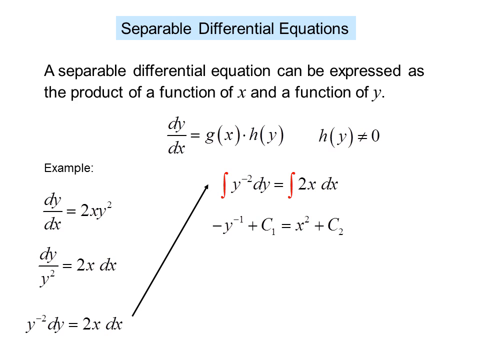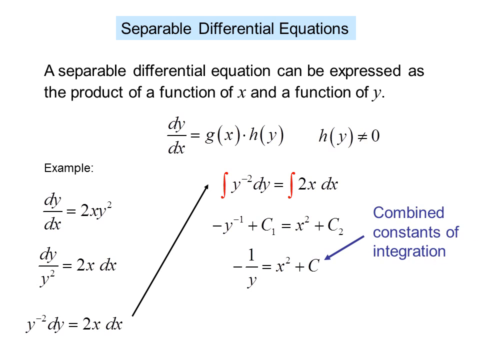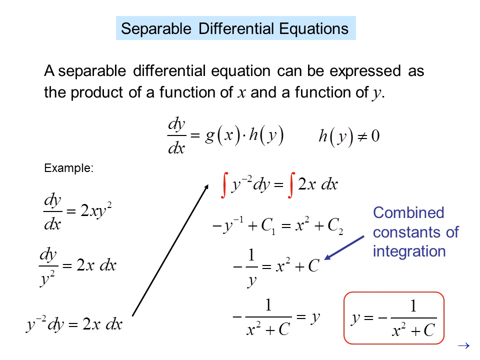The left side becomes negative y to the negative 1 plus a constant. The right side becomes x squared plus another constant. We can combine the two constants of integration into one constant, since it's an arbitrary constant anyway. Now we solve for y. And our answer is y equals negative 1 over x squared plus c.